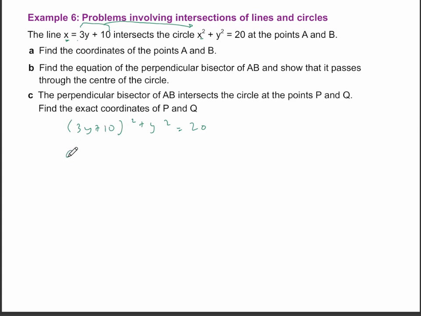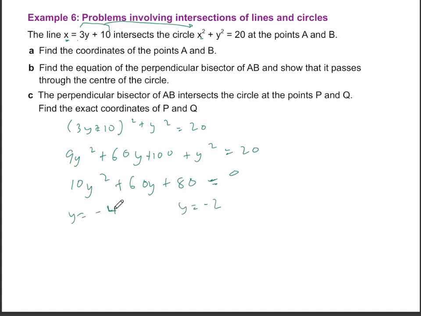From that we can expand this. 9y squared plus 60y plus 100. Expanding this gives us this. Plus y squared equals 20. Then we get 10y squared plus 60y plus 80, bringing 20 to the other side, 100 minus 20, equals 0. Then we can solve for y in this equation. We get y equals negative 4 and y equals negative 2. That means at these two coordinates of y is when the x's are the same. That means that's where the line and the circle meet.